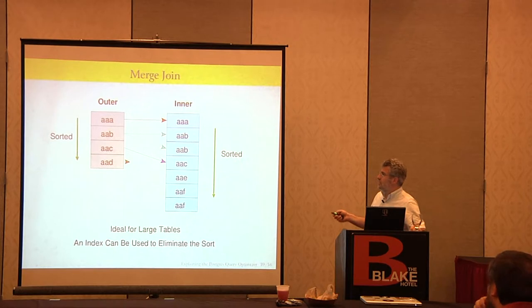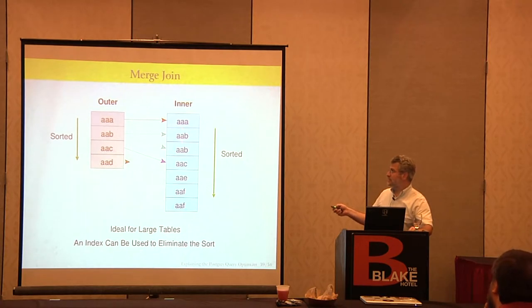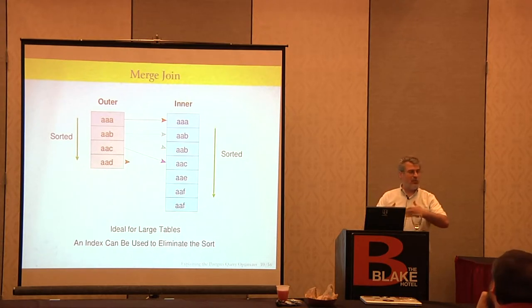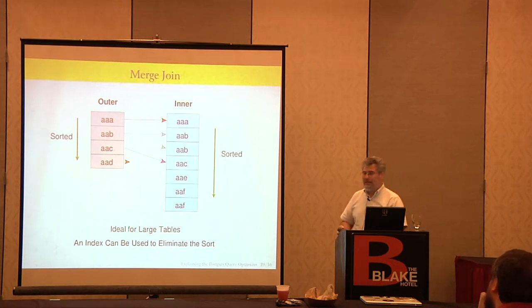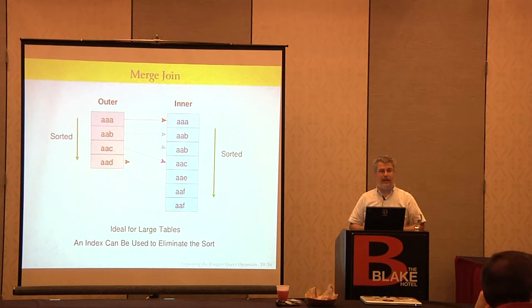Effectively, you sort the two sides, and then you compare in lockstep as you go down. So you say, okay, does this match this? Yes. Does this match this? No. Okay, I can move down. Match, match, no. Match, no. And you are walking down through the comparison. Okay. Really good for big tables, but again, you have the overhead of having to sort the two sides. It's the best we can do.